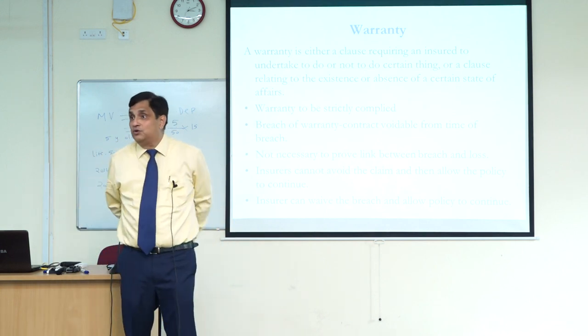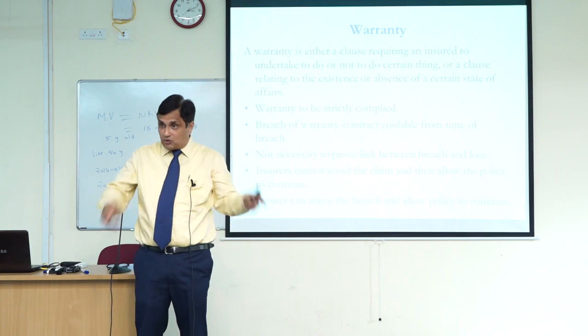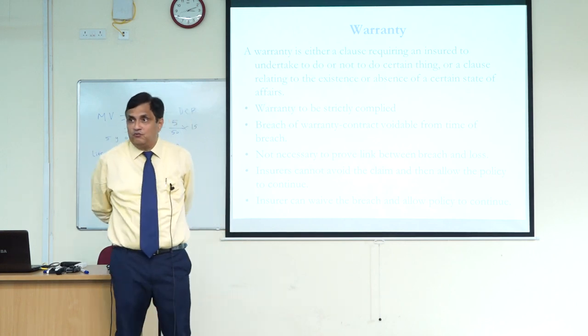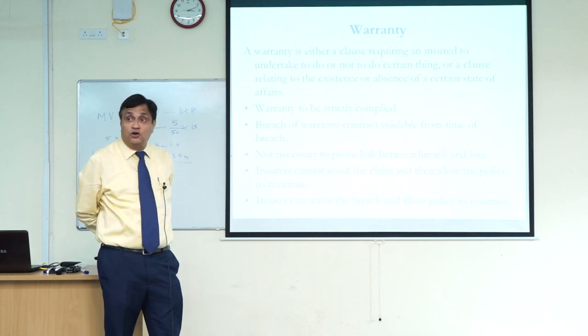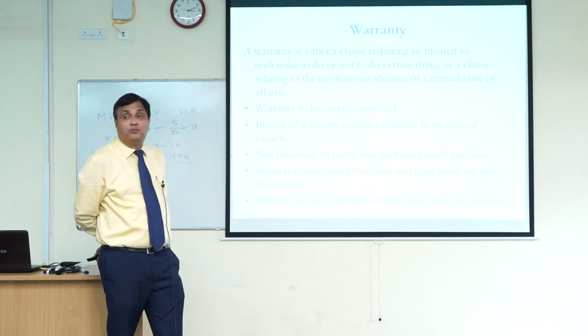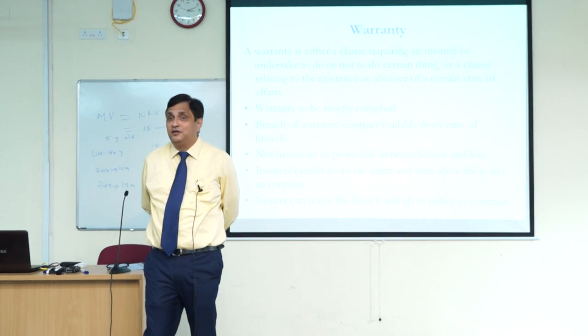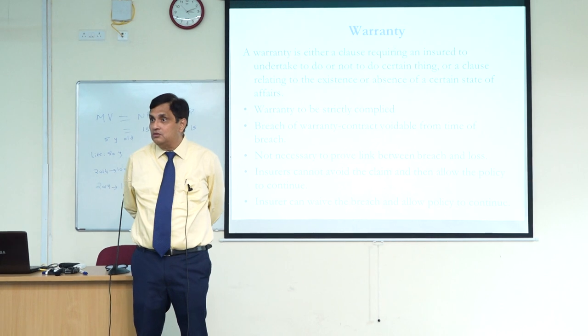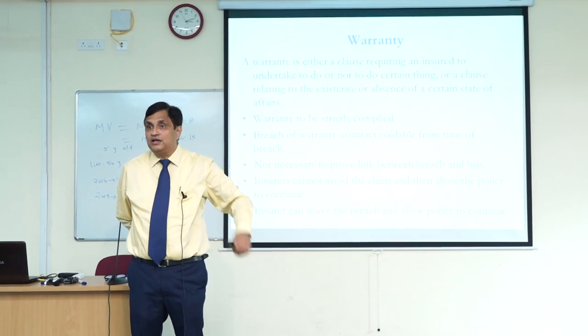So it is not necessary to prove the link between breach and loss. This is what I was telling you. You don't need to prove that because of the breach, loss has occurred. As long as there is a breach of warranty, you can void the contract. Insurers cannot avoid the claim and then allow the policy to continue. Please understand, insurers can say, there is a breach of warranty, so I am not paying you the claim.